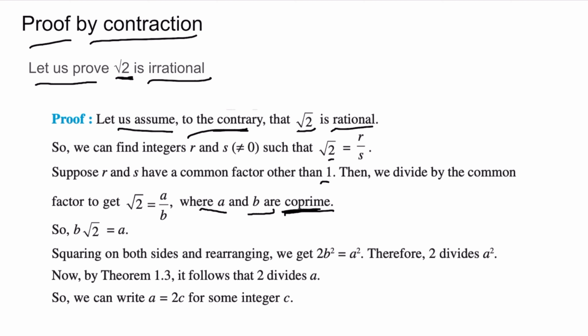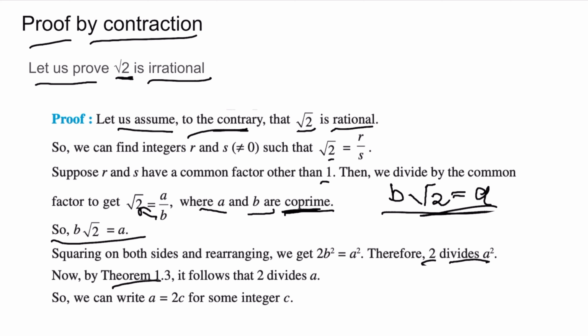So if we solve the equation, root 2 is equal to a by b, and as you can see, b goes here and it becomes b root 2 is equal to a. Now if we square this on both sides and rearrange it a bit, we get 2b square is equal to a square, because of the under root and squaring it up. Now this means that 2 divides a square. And if you remember the theorem 1.3 in the NCERT, you would understand that if 2 divides a square, it will also divide a. Now we can write a is equal to 2c. Why? Because we know that 2 divides a, therefore a must be a multiple of 2. Therefore 2c is equal to a.